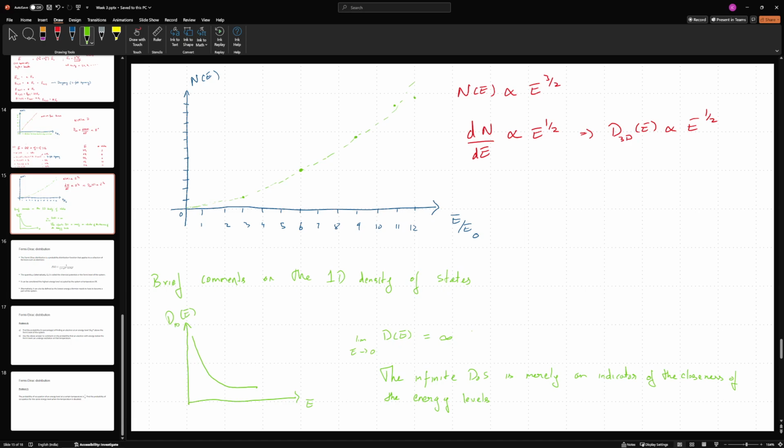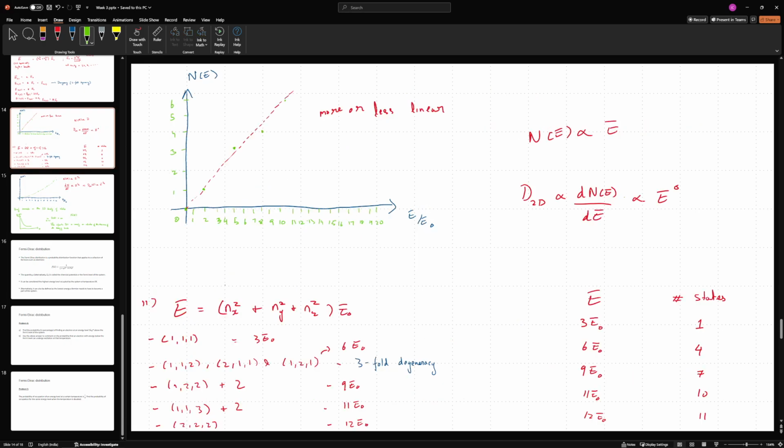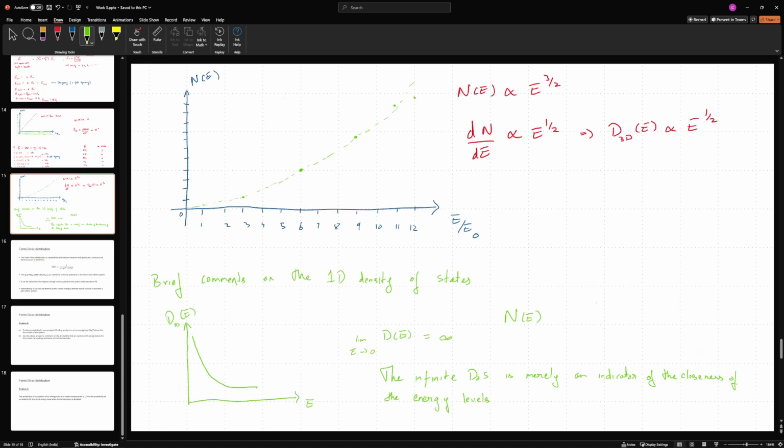And to put a definitive end to this confusion, I will write the relation between N of E and D of E alternatively. Previously I wrote that D of E, the density of states, is proportional to dN of E by dE. Now I will say also this: N of E is equal to the integral from E min, the minimum energy of the system, to E of D of E times dE. So what we need to remember is that the only relevant part of my density of states starts at the E min value.